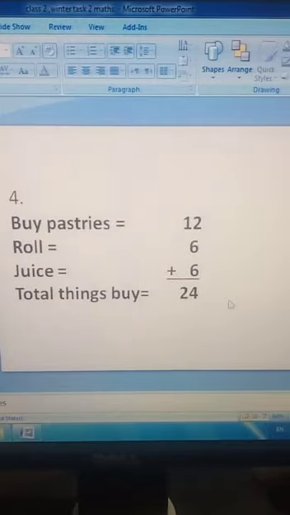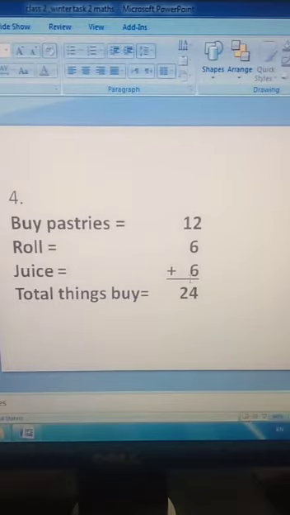Now come on, question number 4. Fahim goes to the bakery to buy a dozen pastries. Dozen means 12. How many pastries? 12. Dozen means 12 pastries. Half a dozen rolls. He purchased half a dozen rolls, meaning आधा दर्जन. So this is 6. Total in a dozen, 12 items. So half a dozen means कि हमने 12 का half कर लिया. 6 rolls. He purchased 6 rolls and 6 cans of juice.